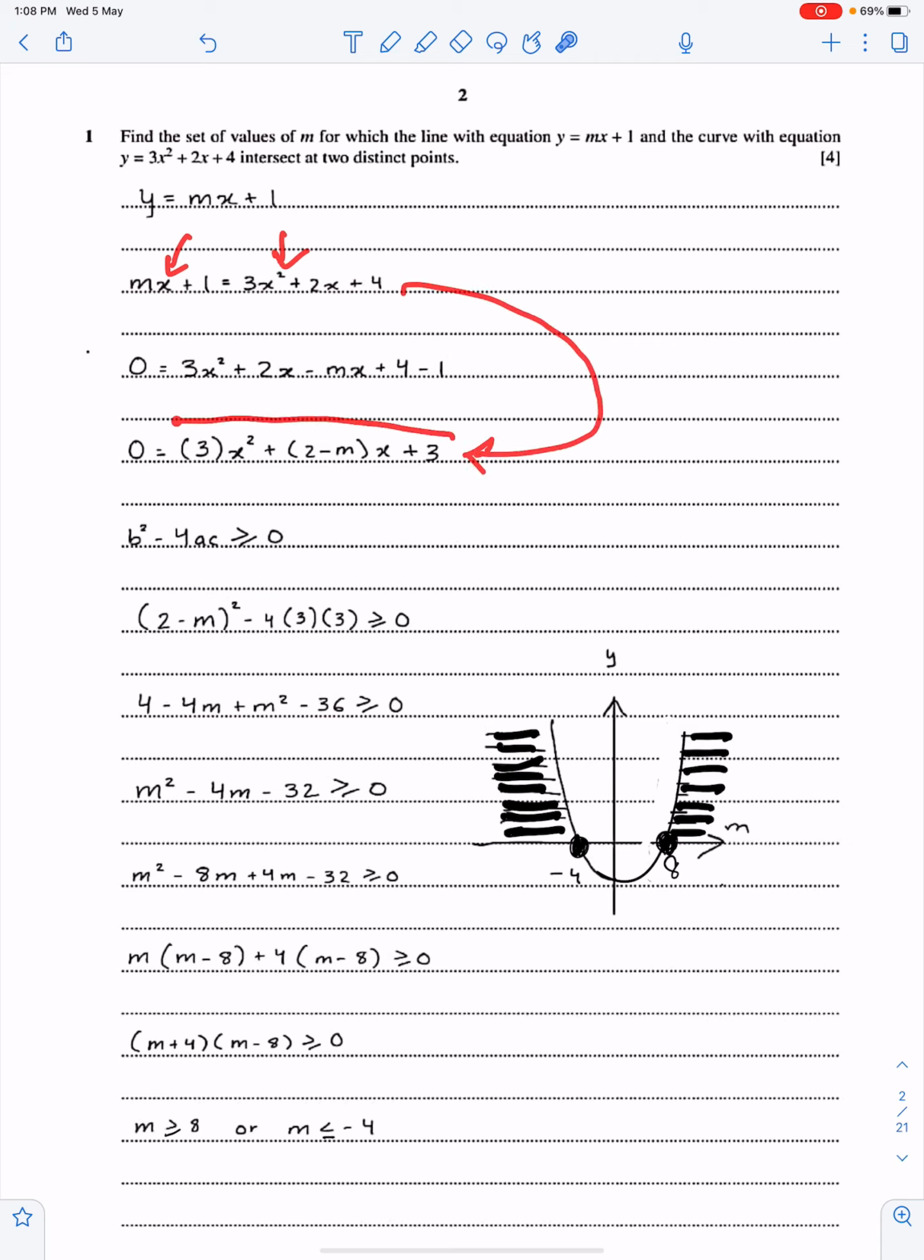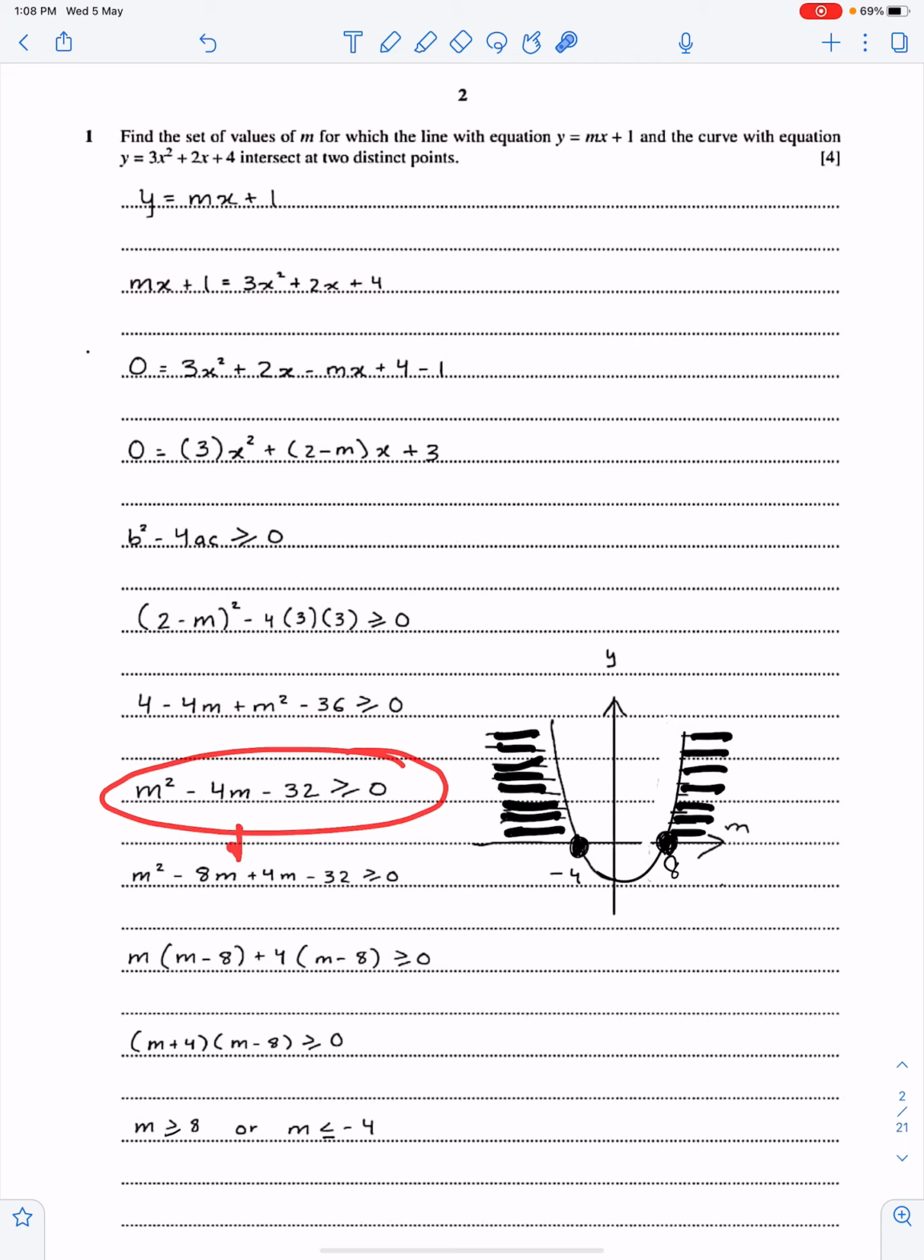Now by comparing this quadratic equation with the standard quadratic equation, which is ax square plus bx plus c, we can have the values of a, b and c. This is a, this is b and this is c. By substituting the values of a, b, c into this discriminant, we have this inequality. By simplifying this inequality, we have this inequality.